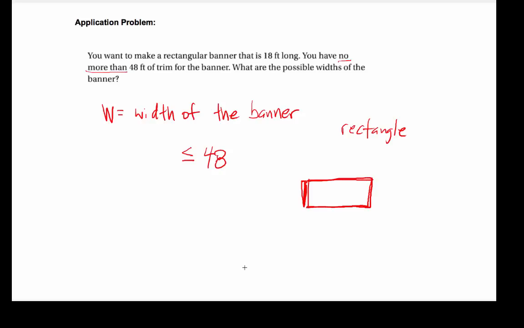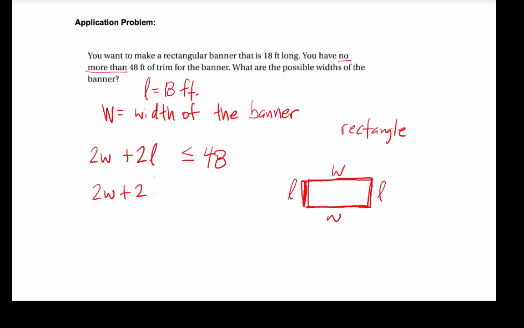How do we find the perimeter of a rectangle? Well, perimeter, we know we add all the sides. So if this were the length and the width and the width, we would add all these together. So W plus L plus L, or you may have seen before, 2W plus 2L is the perimeter. Well, the perimeter has to be less than or equal to 48. However, in this problem, we know that the length is 18 feet. So we can substitute that value in.